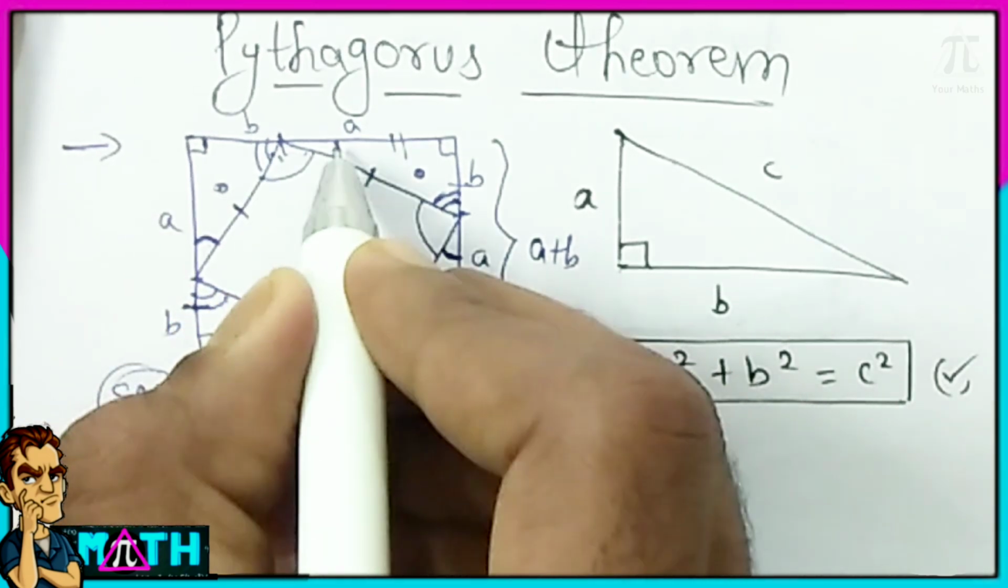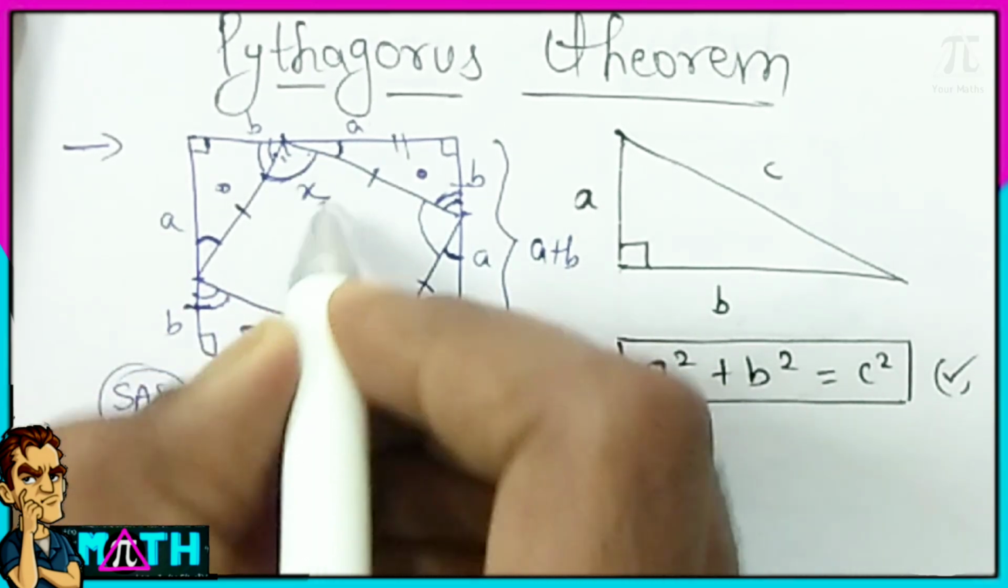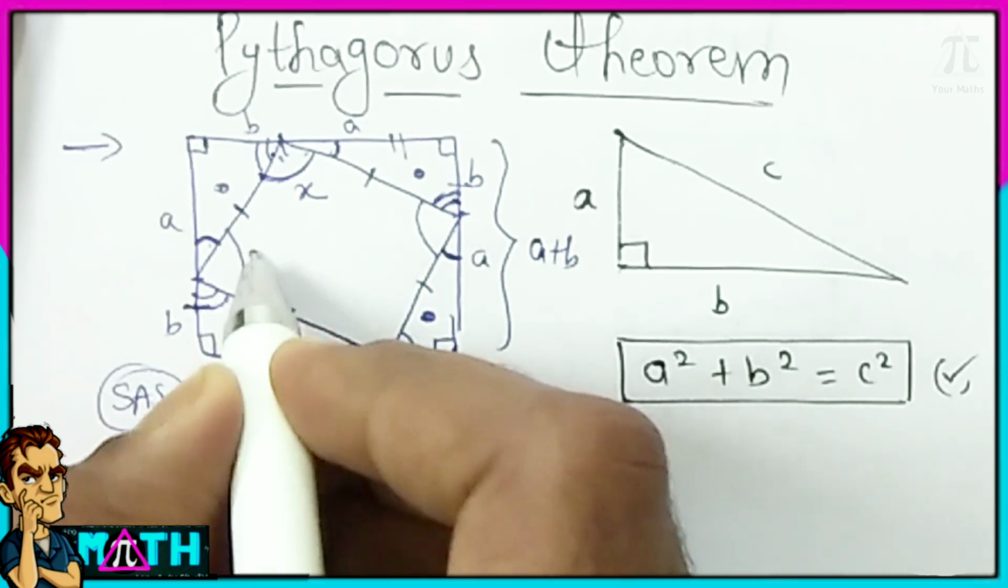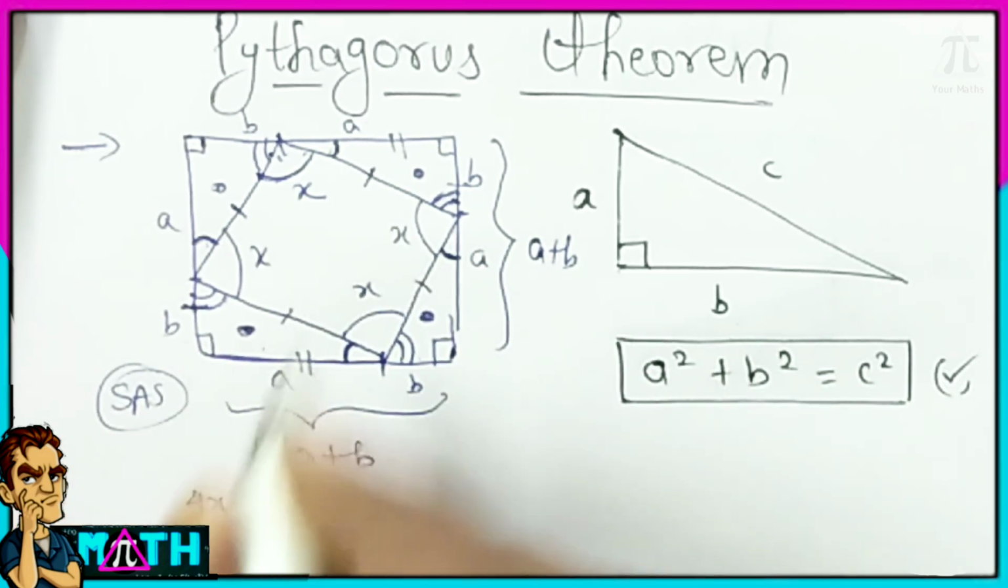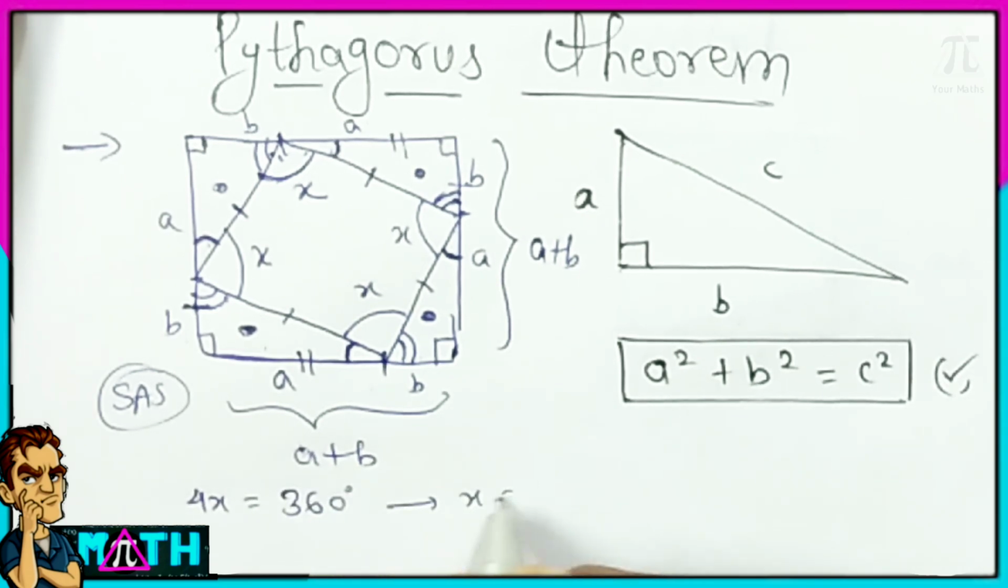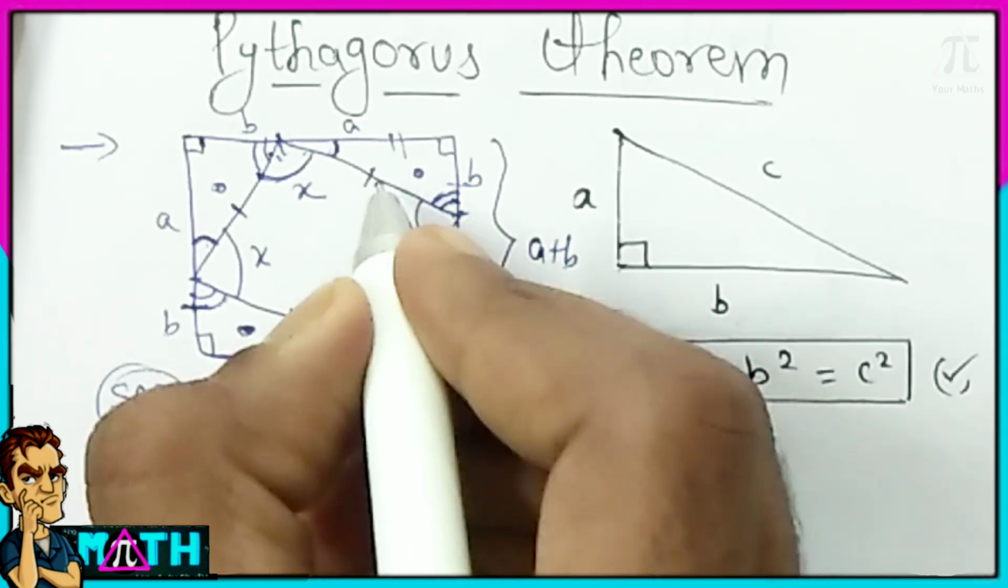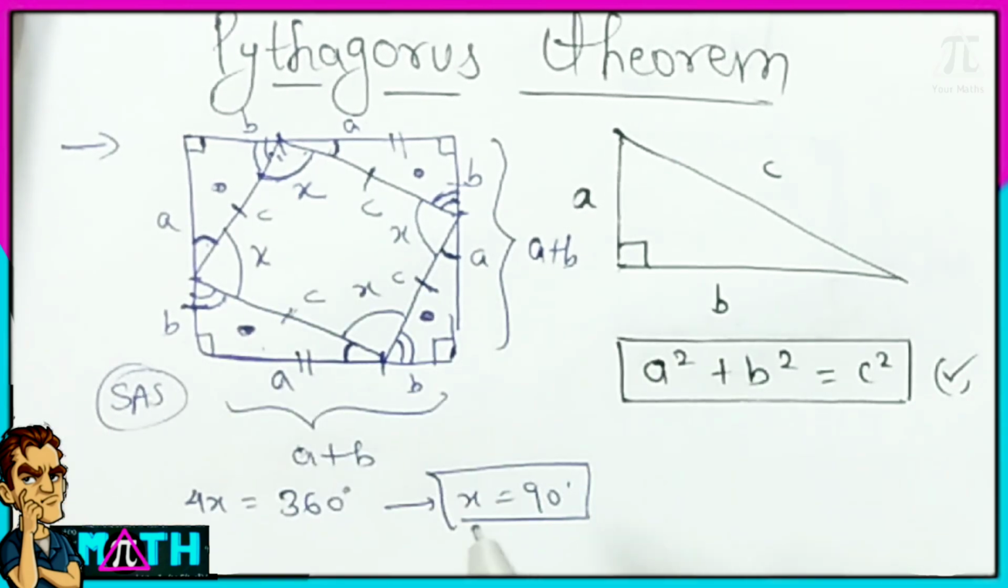And let's consider this angle. This angle is x, okay, so from linear pair you get this angle x, this angle as x, and this angle as x. You get 4x which is equal to 360 degrees because it's a quadrilateral, and you get x which is 90 degrees, and these all sides are same, so let's name it c.